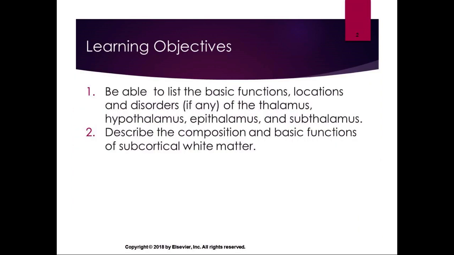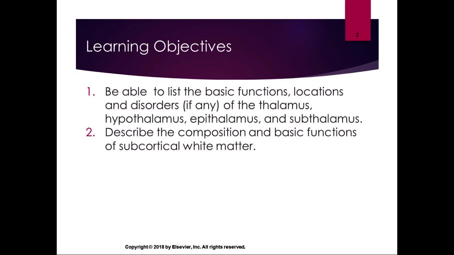So for the learning objectives, I want you to be able to list the basic functions, general locations, and disorders, if any. There's some of the areas we're going to talk about that really don't have any disorders, but if there is a disorder that we talk about, I want you to be able to list that, of the thalamus, the hypothalamus, the epithalamus, and the subthalamus. So you may have figured out just from this list that the diencephalon includes anything with the word thalamus in it.